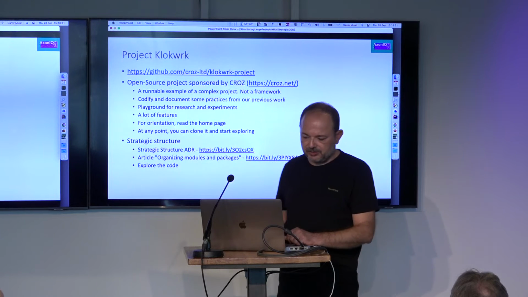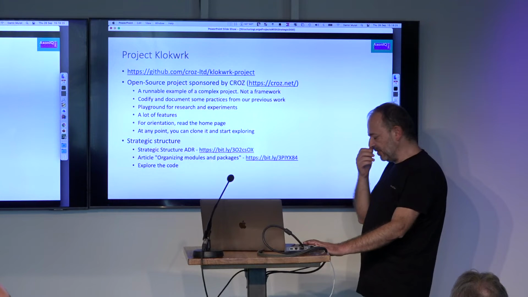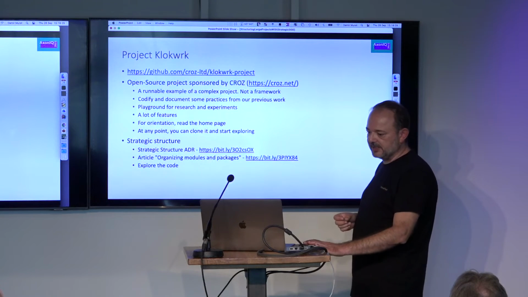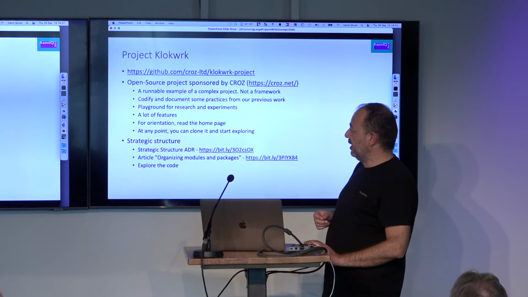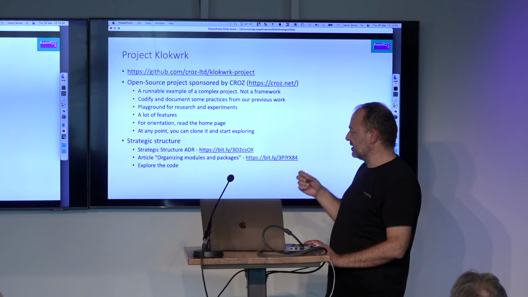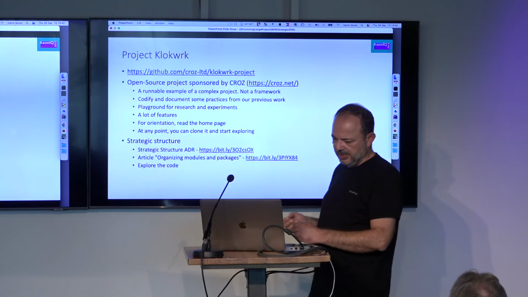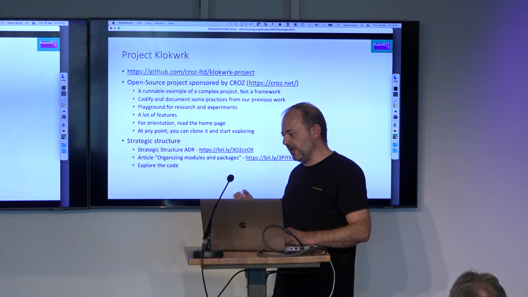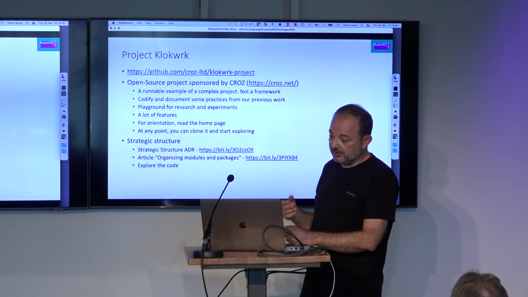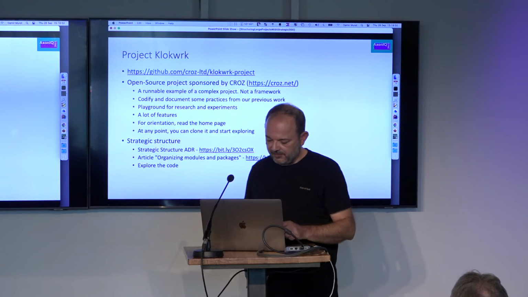Regarding strategic structure, there are in Clockwork 2 articles that provide some additional details around some corner cases and similar things. And of course, the good way, once you know the basics, is to check out the code and start exploring. The idea is that main branch is always in the working state, so there is no reason to wait for releases. It is not a framework after all.